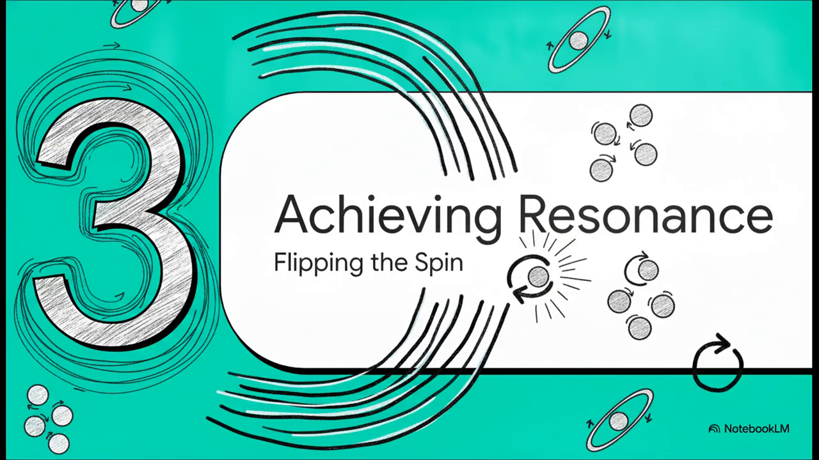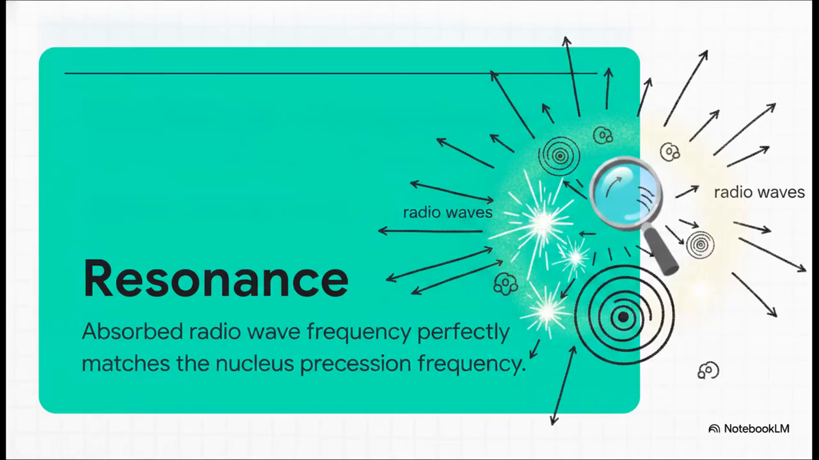Section 3. Achieving magnetic resonance. Now we need to define the R in NMR, resonance. Resonance occurs when the frequency of the absorbed radio wave energy perfectly matches the precession frequency of the nucleus. We are talking about an absolute, precise energetic match here.